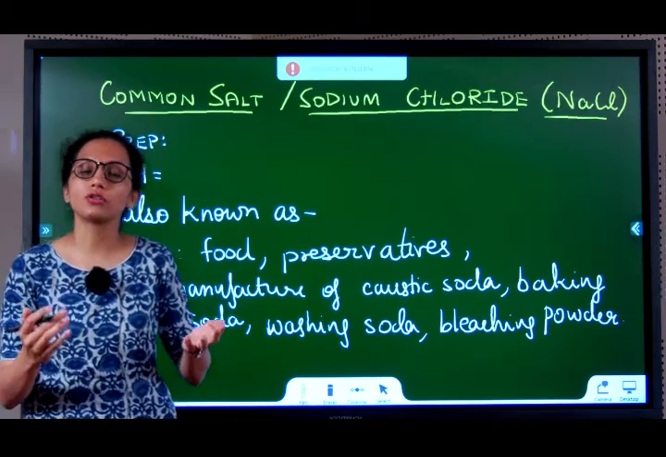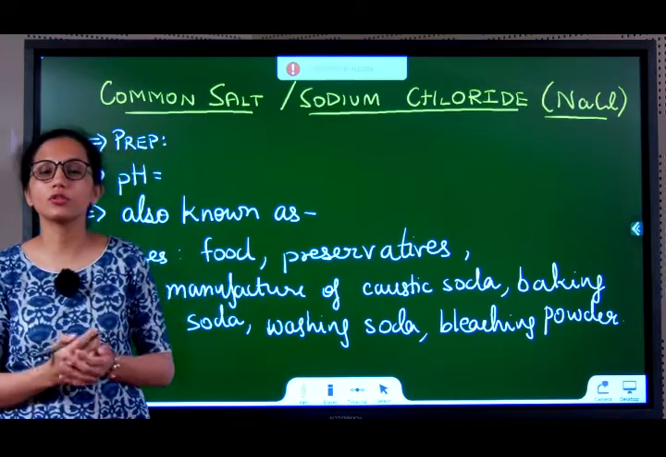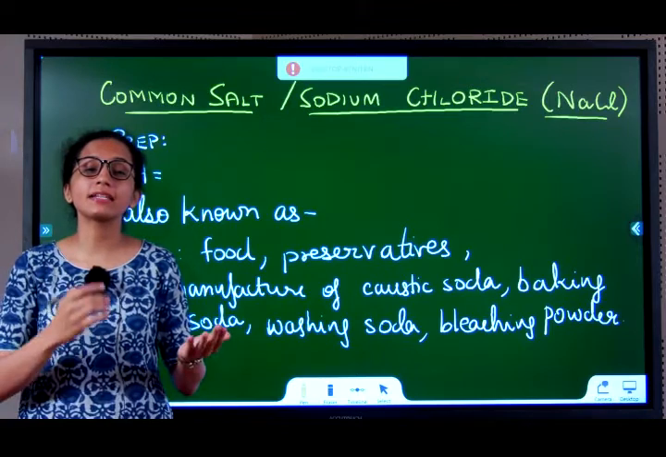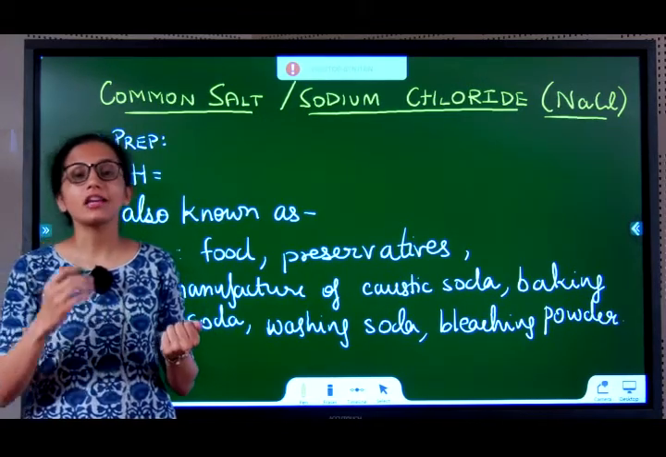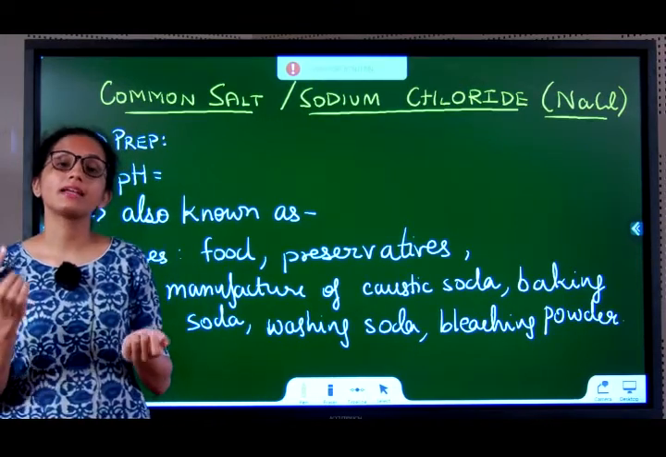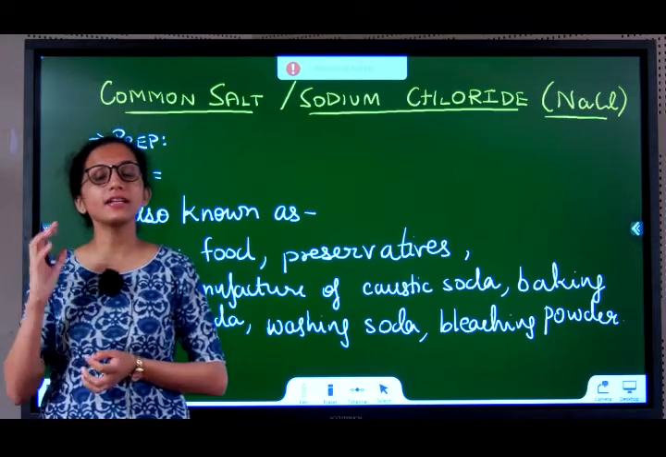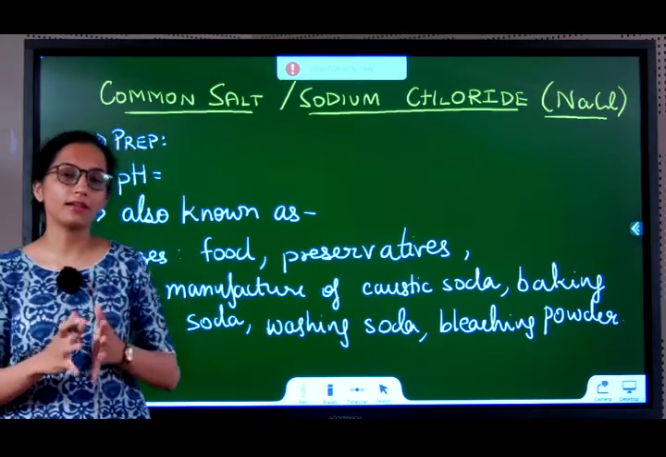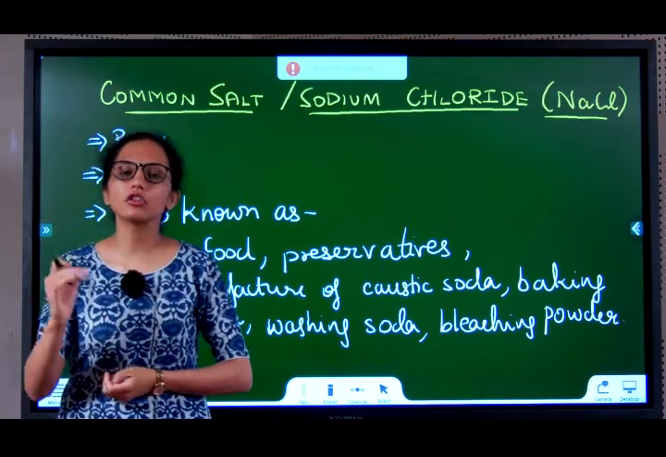How do we get a neutral salt? If a strong base reacts with a strong acid, you get a neutral salt. If a strong base reacts with a weak acid, you get a basic salt. If a strong acid reacts with a weak base, then you get an acidic salt. So we will be studying a few salts in detail in our chapters.